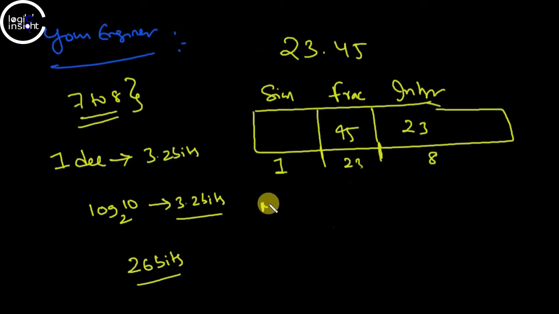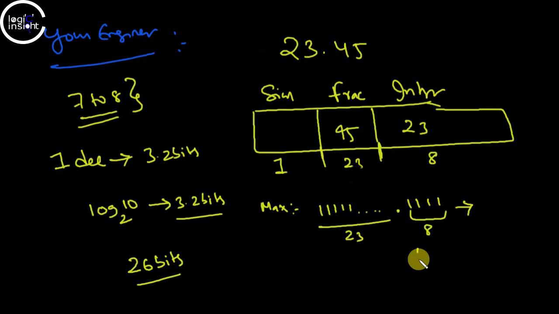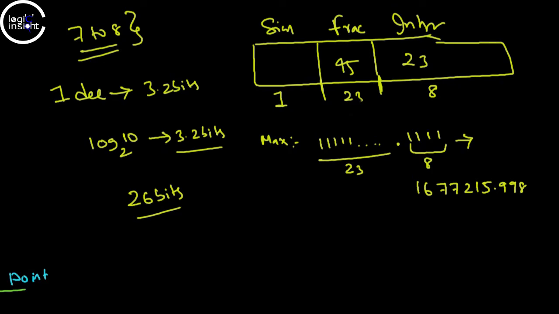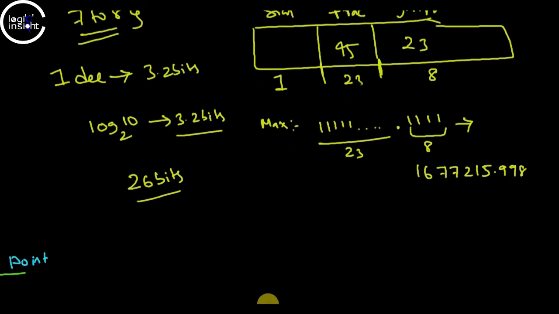The maximum value we can store by using this method will be all ones up to 23 bits, and a dot, and here all ones in the fraction part also, up to 8 bits. So you'll get an answer like 16777215.998. This is the maximum value we can store using this logic.